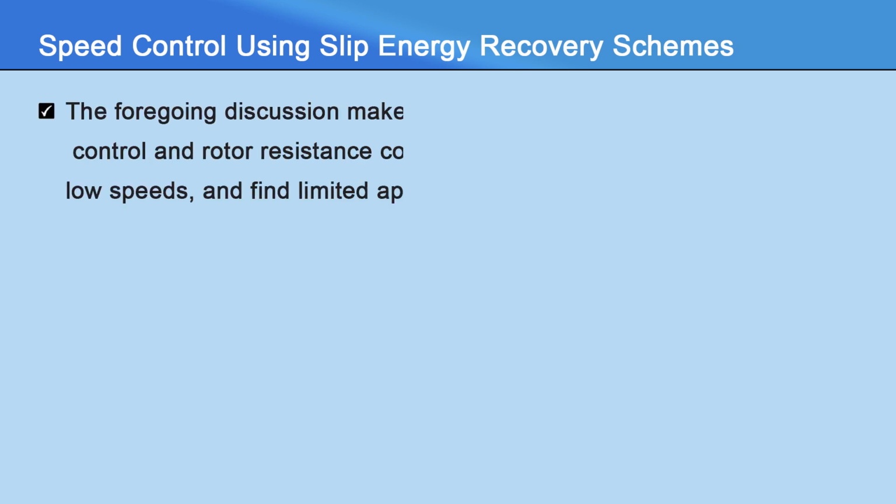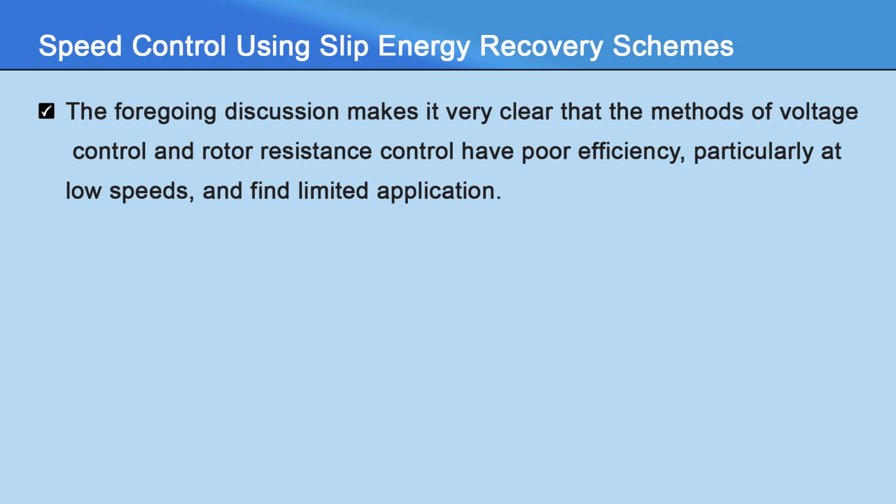So, the next method is speed control using slip energy recovery scheme. The foregoing discussion makes it very clear that the methods of voltage control and rotor resistance control have poor efficiency, particularly at low speed, and find limited application.